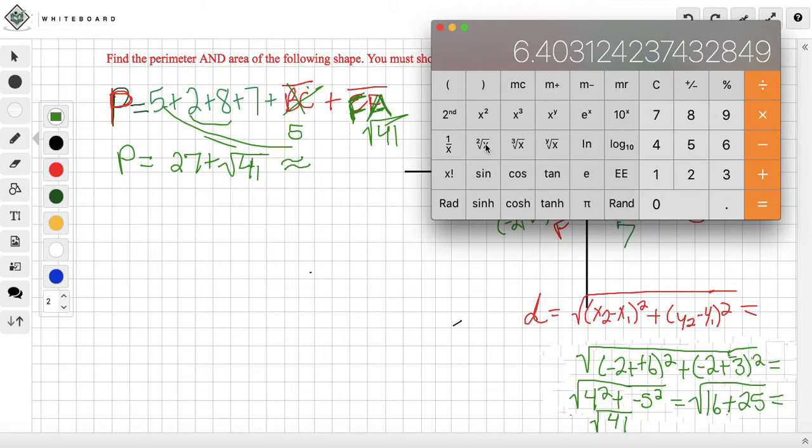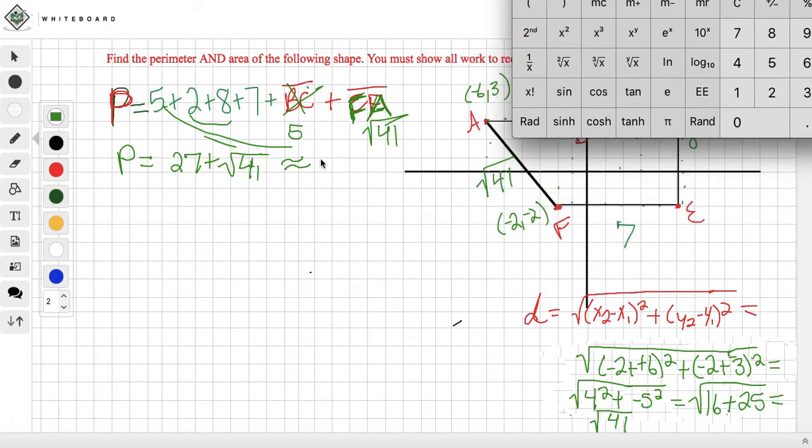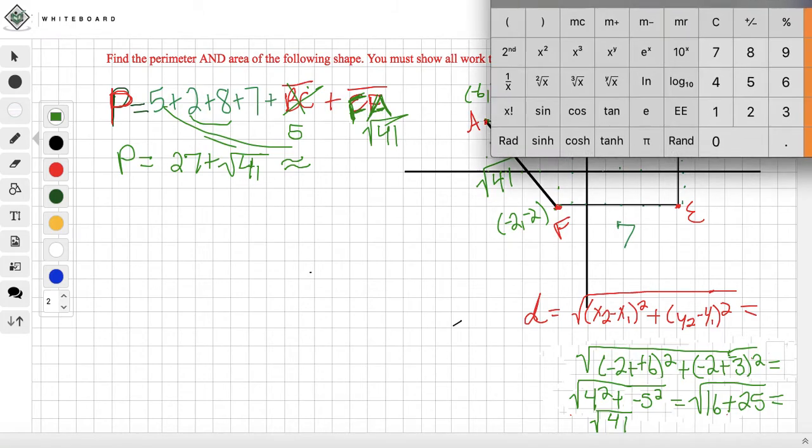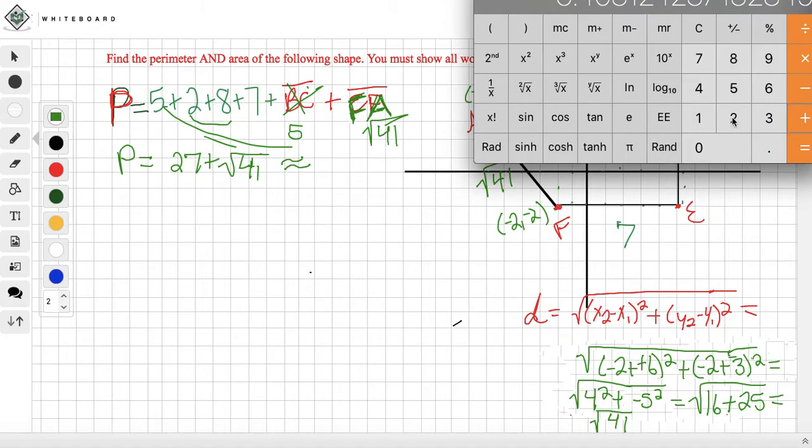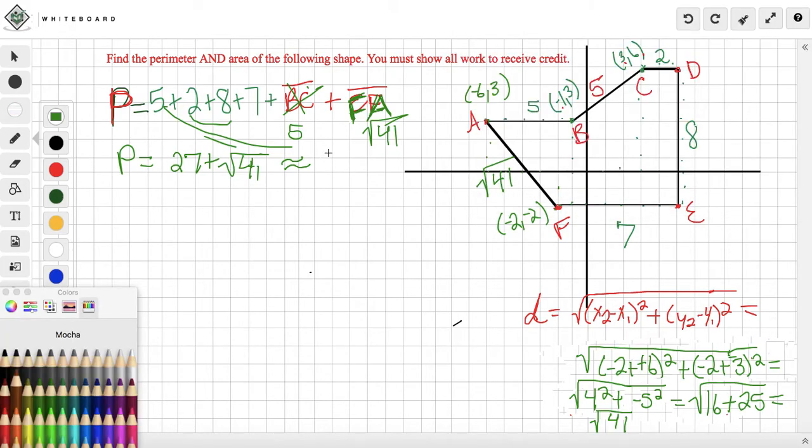So we hit this, so we have 6.4. Okay, so we were right. We were estimating between 6 and 7, right? So we have 27 plus 6.4. So we can just add 27 onto our calculator. You can do all this on your calculator if you want to make sure that it's correct. Can y'all see the top of that? It's 33.4. So the perimeter is approximately 33.4 units. And I'm just saying units because they didn't give us any measurements like centimeters or inches or anything. Okay, so we found our perimeter, right?